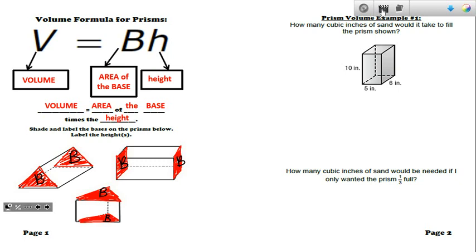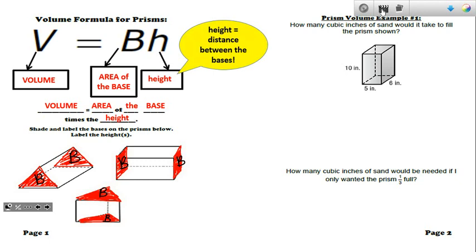All right, so that's one aspect of the volume equals big B. The other one we need to figure out is the height. What's important about the height is that the height is the distance between the bases. It's the distance between the bases.